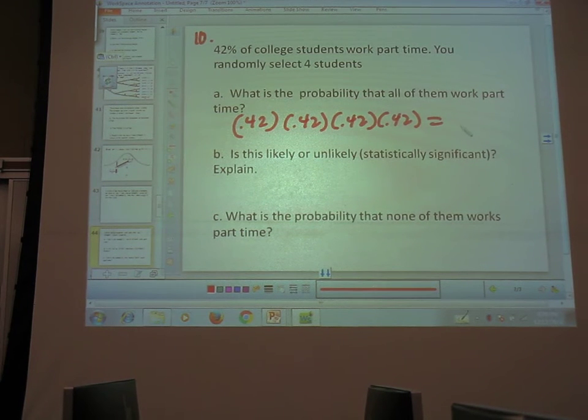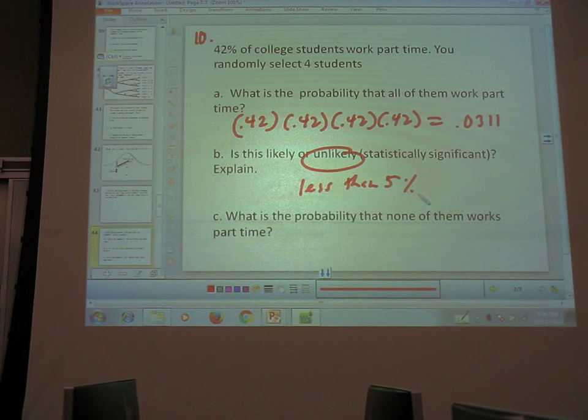So what did you guys get for that one? 0.0311. Great. Is that likely or unlikely? Unlikely. Why? Because it's less than 5%. Good. Now, what's the probability that none of them works part-time? So it means you pick someone and they say no, they say no, they say no, and they say no. Remember, the alls and the nones are easy.